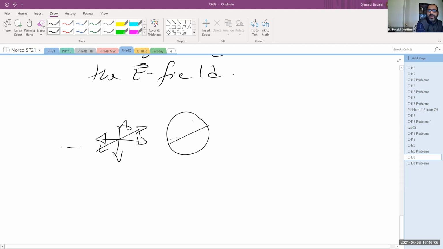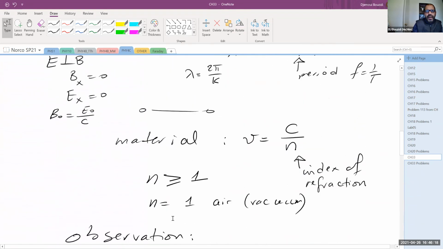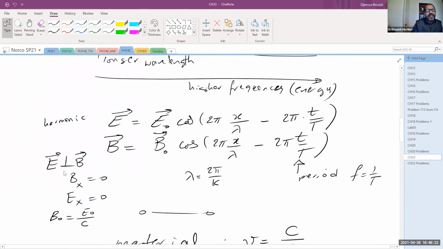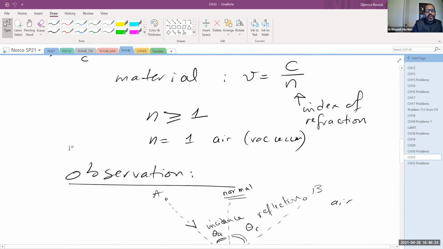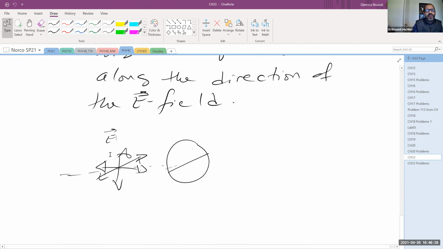Okay, so this is the electric field, by the way. Every electric field in here is perpendicular to its own magnetic field. Remember what I said from chapter 32, which a lot of you haven't taken yet: the electric field and the magnetic field are always perpendicular to one another. So forget about the magnetic field for polarization. Just focus on the electric field only.